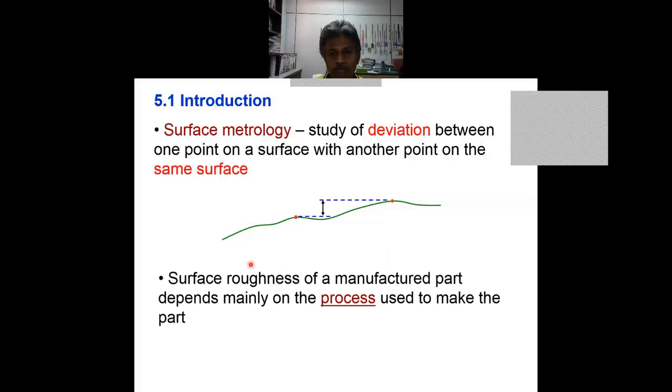And the surface roughness of a manufactured pipe, we know that all the components that we have, they're all manufactured, man-made. Somehow they're manufactured. And the surface roughness will depend on the process used to make the pipe. Okay, many of you are manufacturing people, even mechanical engineers have studied manufacturing in first year. You have come across many manufacturing processes.